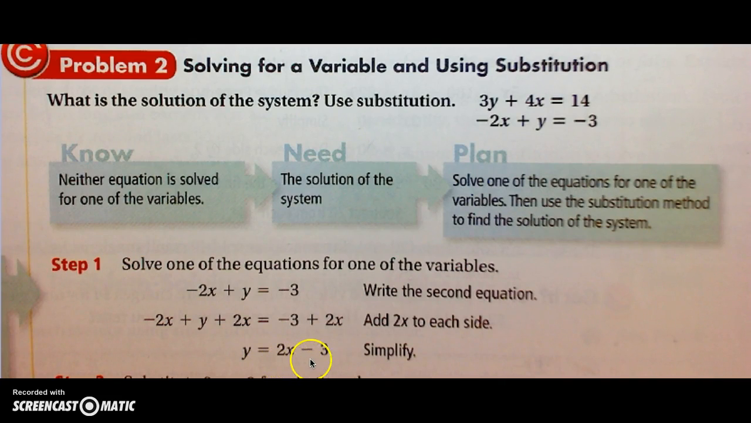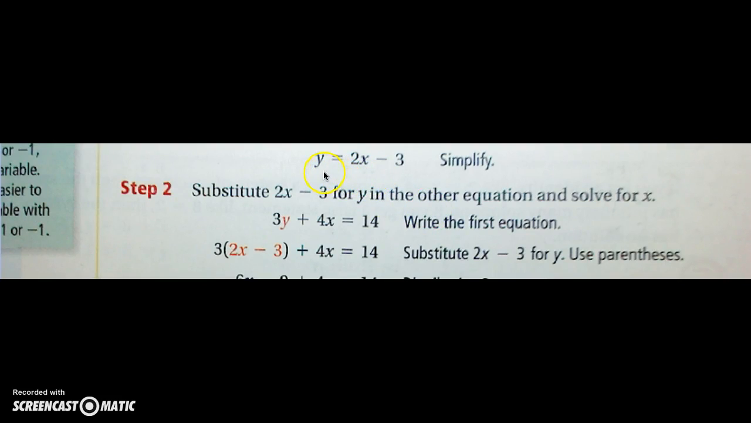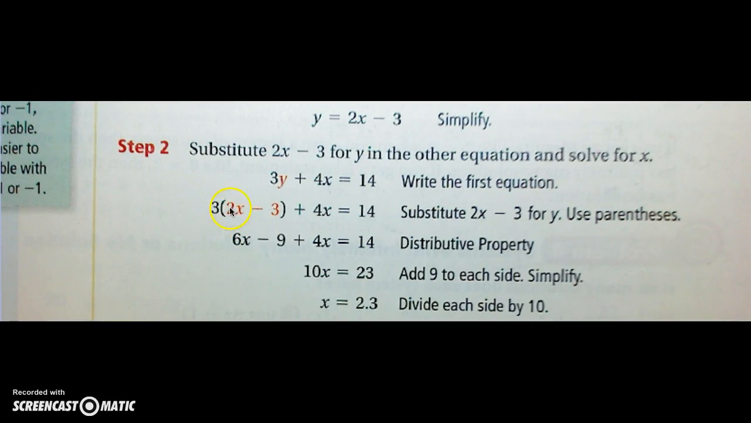Now we can use 2x minus 3 and substitute it into the other equation in place of y. Here's our y that we solved for, and we need to substitute it right here. We pull out this y and put in 2x minus 3. This is what it looks like. The 3 needs to get distributed, and then we'll combine like terms. So 3 times 2 is 6, 3 times 3 is 9. We're subtracting, so that comes down.